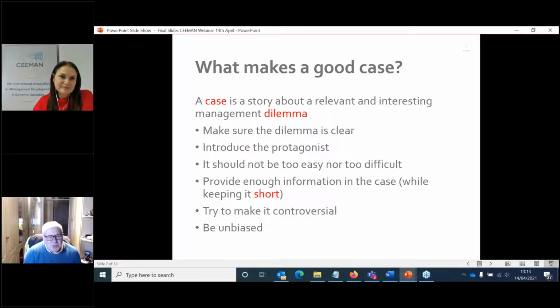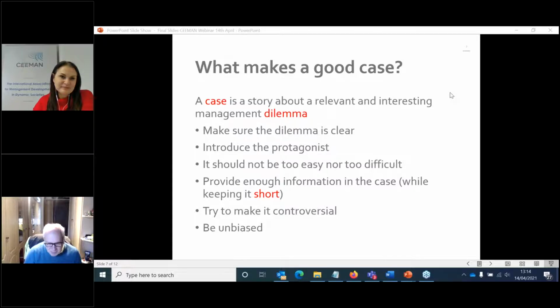The case should not be too easy, because that is not really relevant. It should also not be too difficult. And too difficult happens all the time in the sense that there's not enough information in the case to solve the case, which means that only the person who wrote the case knows what's going on. So make sure that there's enough information in the case. Still keep it short. We prefer short cases, but it should be able to answer all the questions that you assign based on what you read in the case and based on some general academic and business knowledge.